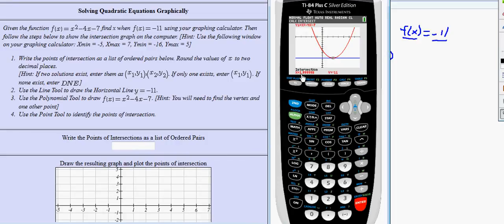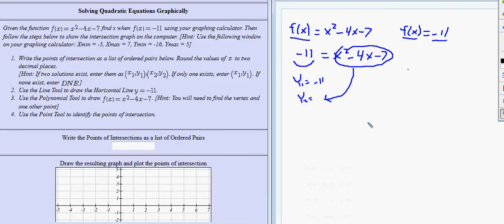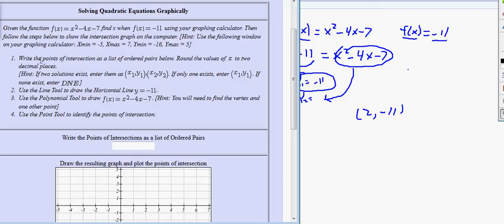And this is actually a round off error. Whenever you see 1.99999 like that, you can guess that that's a round off error, and the real intersection is 2 comma negative 11. So you could easily verify that 2 comma negative 11 is the solution. Of course, the y value is going to be negative 11 because all the y values on that line are negative 11. But you could simply plug in x equals 2 and see that that was round off error. When you plug in x equals 2, you get exactly negative 11. So at any rate, I've done the first part, and it says write the points of intersection. There's a list of ordered pairs here. So down here, I'm going to go left parenthesis 2 comma negative 11.